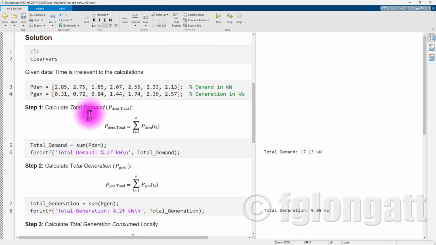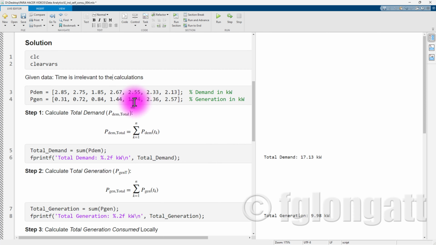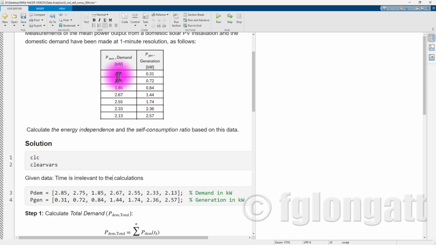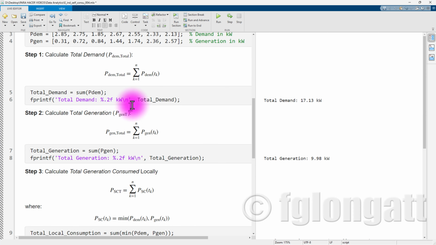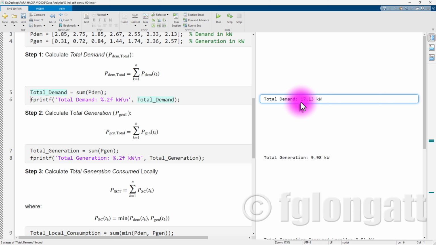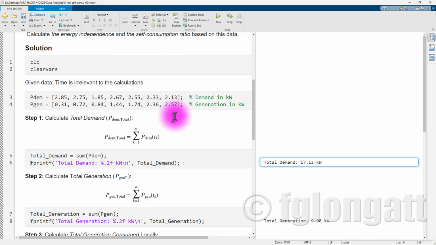So the first calculation is to obtain the total demand. For that, what we are doing is summing or adding all the power demands. That is equivalent to adding every single one of those elements in the first column. So as you can see over here, the total demand over the period is 17.13 kilowatts.